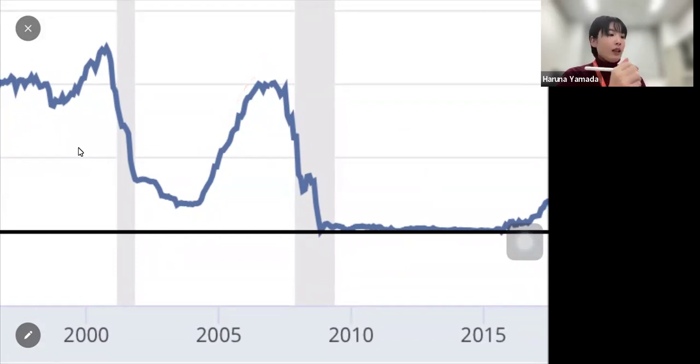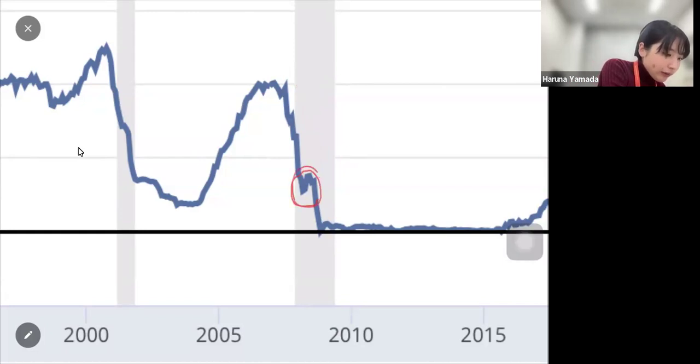Sorry. But then the interest rate began decreasing since around 2006. Then please focus on this area. Around this area, the interest rate increased a little bit, falling down, but a little bit of increase around here.